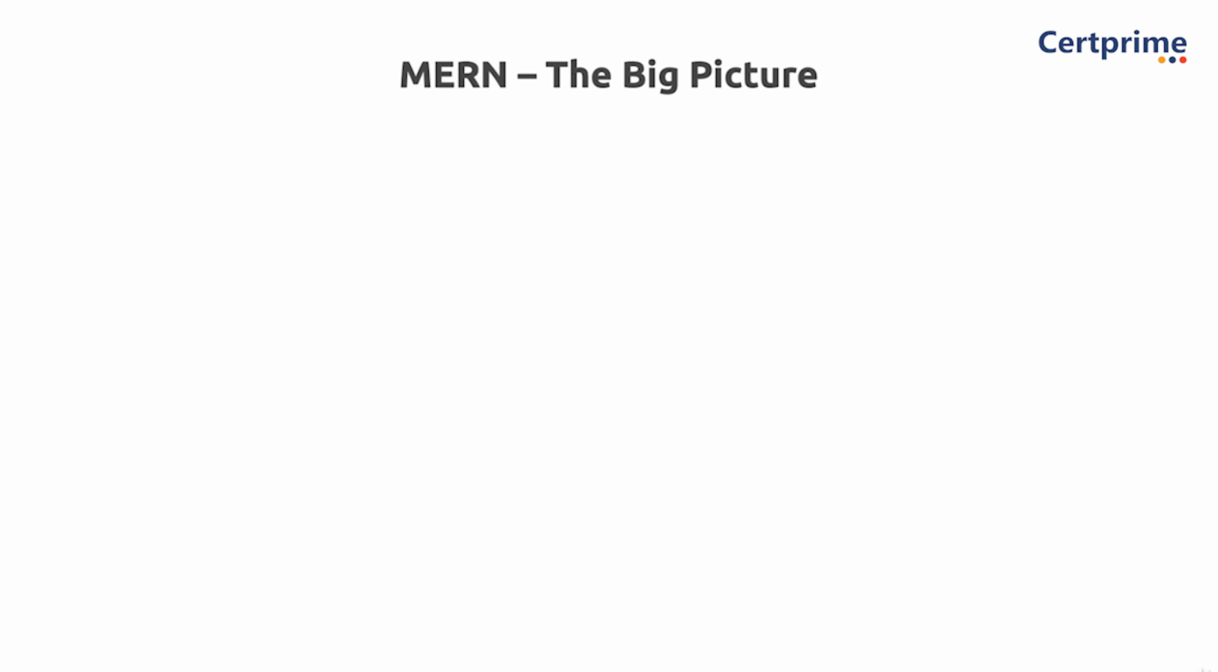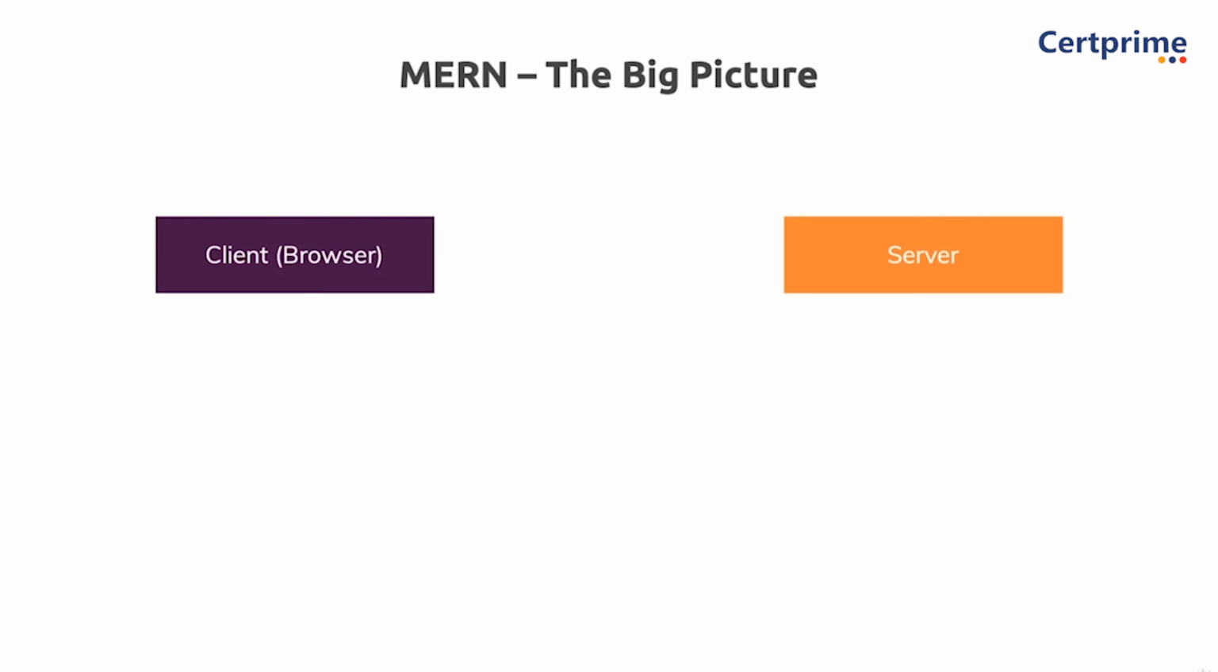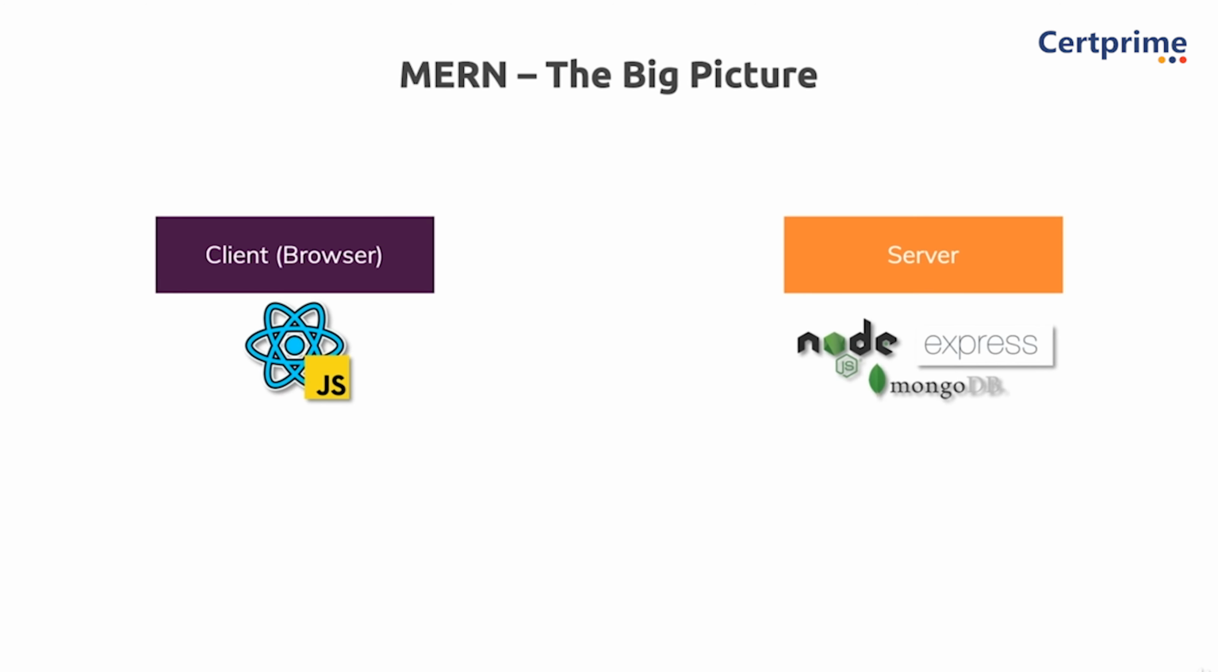So we learned about the individual technologies. What's the big picture then? How do these things work together? Now we can differentiate between the front end and the back end if we want to, or client and server. What happens on the client is our front end. What happens on the server side is our back end. And on the client, we use JavaScript, or specifically React.js, to build an amazing user interface. On the server side, we use Node, Express, and MongoDB.